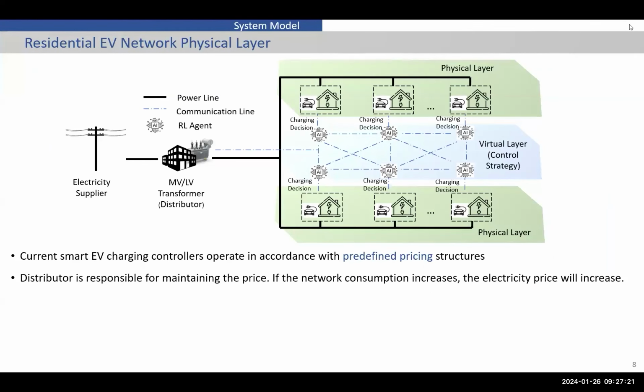So this is another overview of the system model. Suppose that we have, in between, the medium voltage, low voltage transformer. From one side, this transformer is connected to the upstream grid or the distribution system. From the other side, this transformer is feeding the end users.